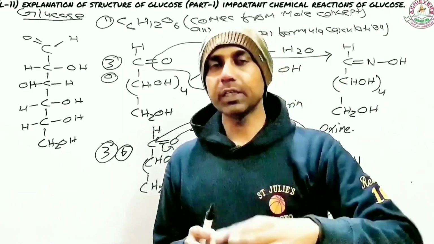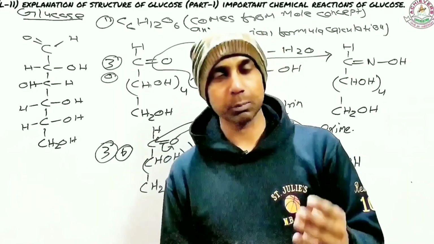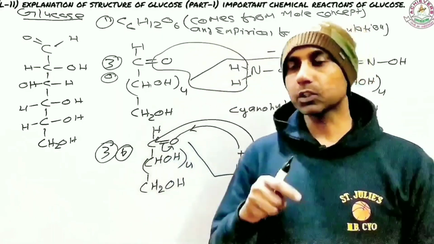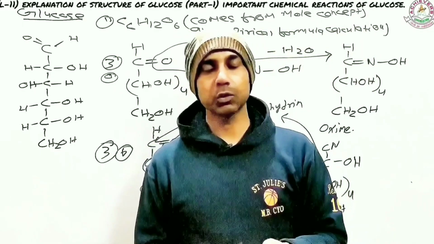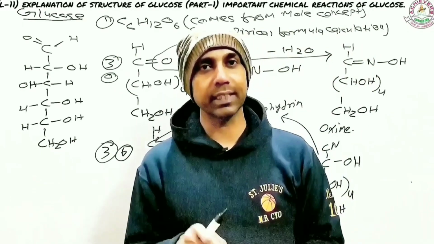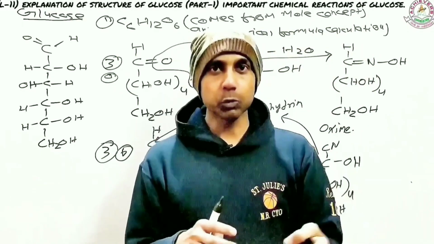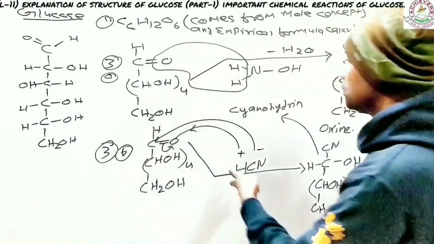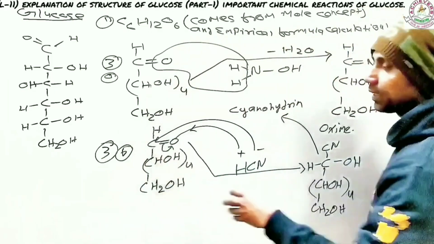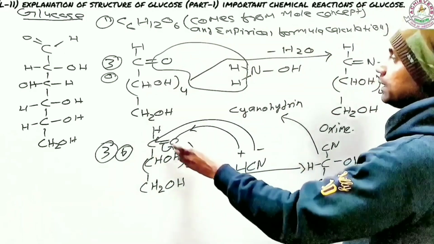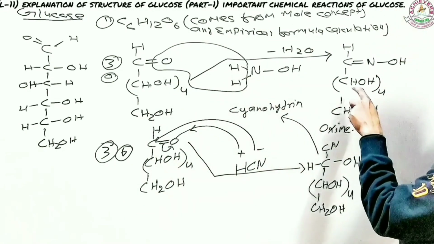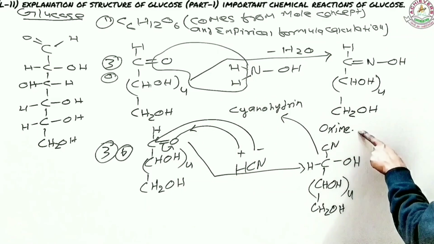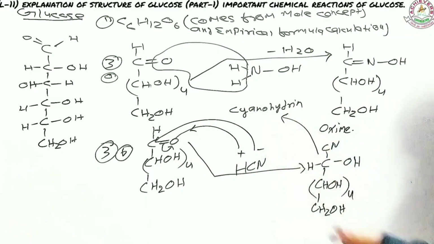So what we did were four of the very important properties of the glucose structure, right? The first was to make sure that the formula is C6H12O6. Second was to prove that all 6 carbons are in a straight chain. The third one had two parts, and both of these reactions are to prove that the first carbon has nothing but a carbonyl group. So this carbonyl group is identified by these two reactions, where one of the products was called your oxime, and this was called your cyanohydrin.